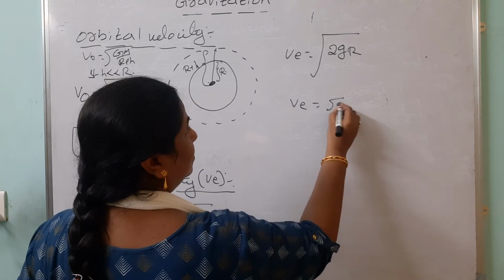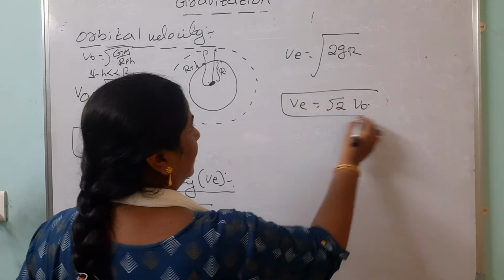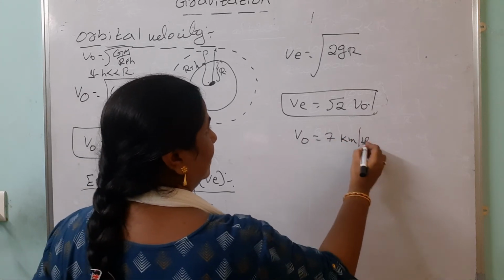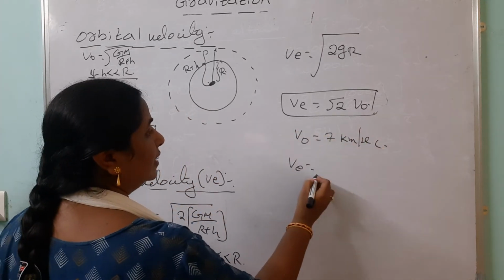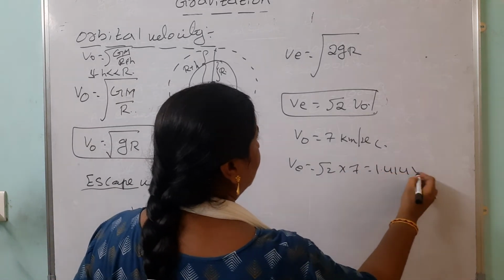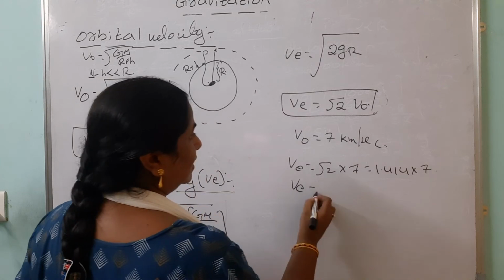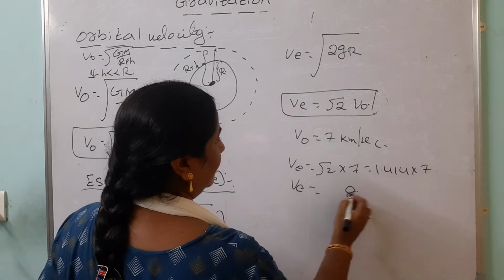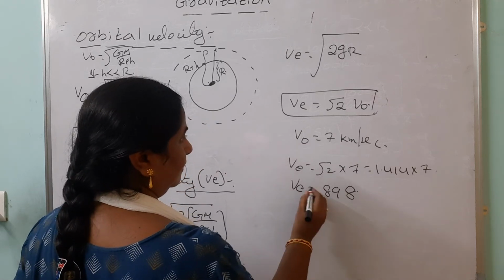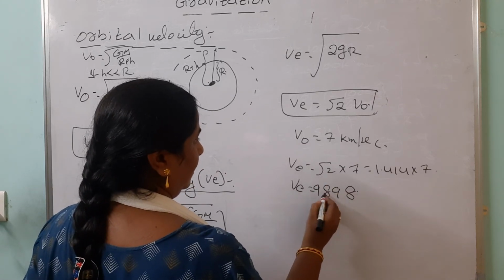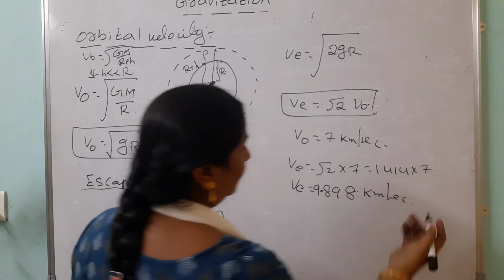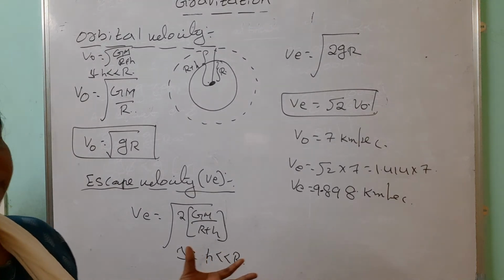Then what is the relation between escape velocity and orbital velocity? v e equals root 2 times this v naught. Suppose v naught equals 7 kilometers per second. Then v e equals how much? Root 2 into 7. You know that the root 2 value is 1.414, into 7. Then v e equals 9.898 kilometers per second. Like that, when you know the relation, we can find this one.